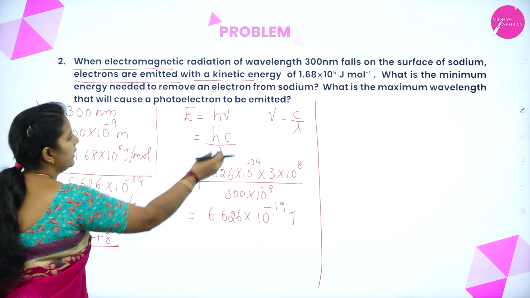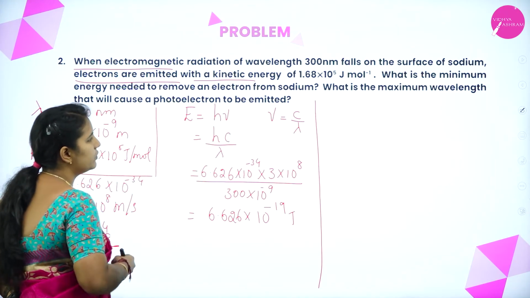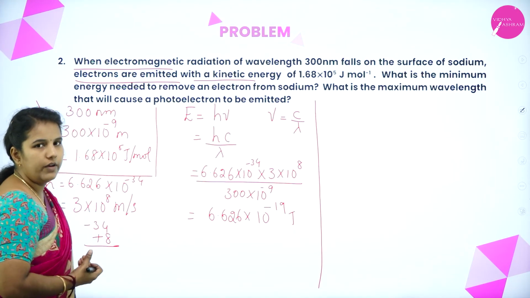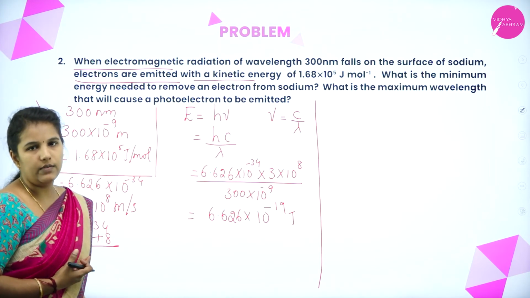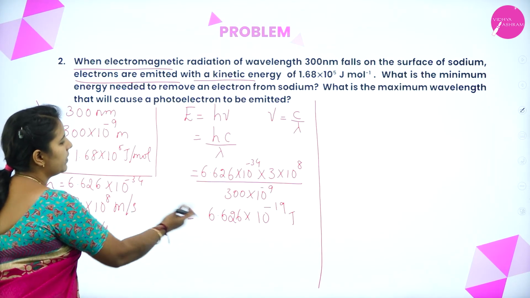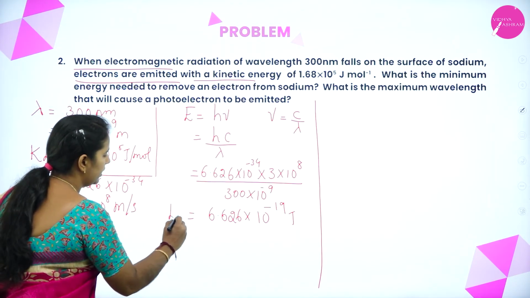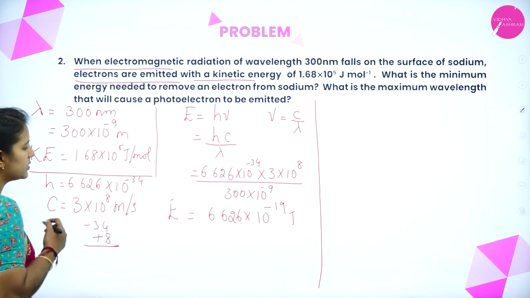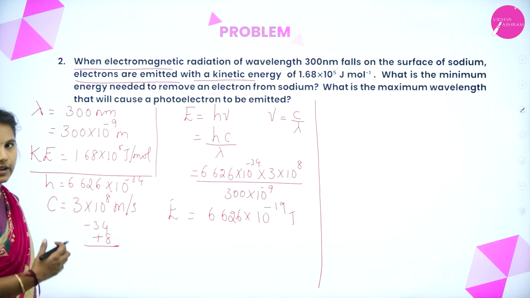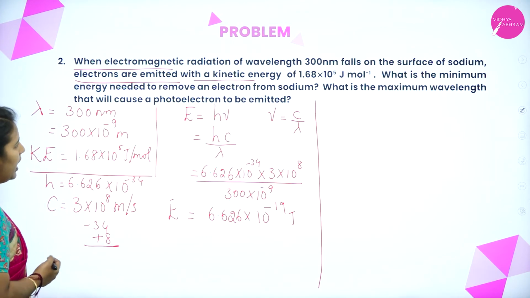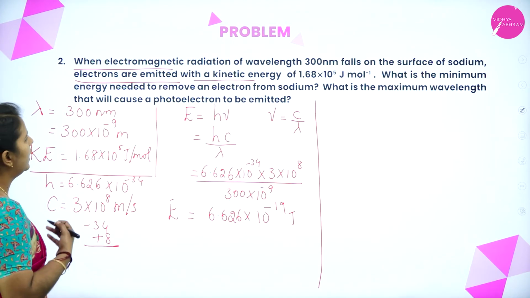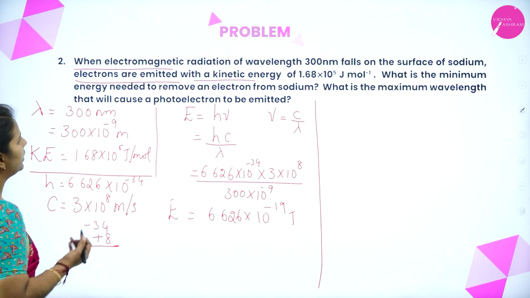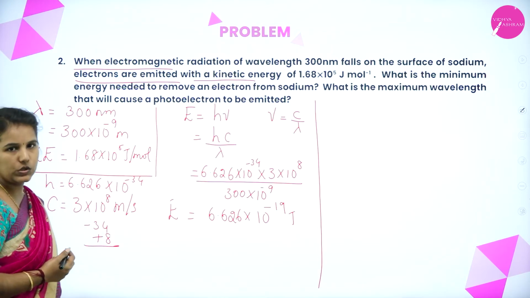Here they have not given the frequency. That is why I have used the relationship of the velocity with the frequency. So that is why I got the energy, that is E is equal to 6.626 into 10 power of minus 19 joules. Now, we need to calculate the minimum energy required to remove one electron from the sodium.